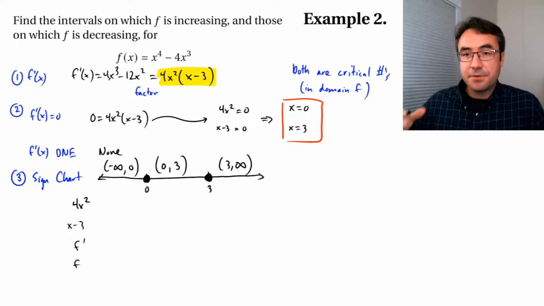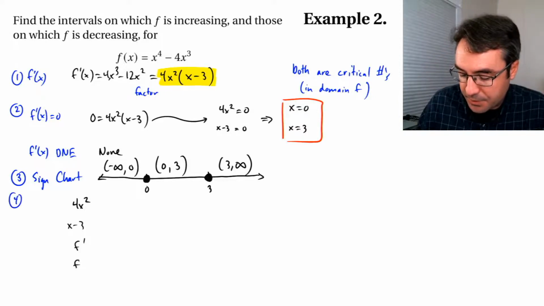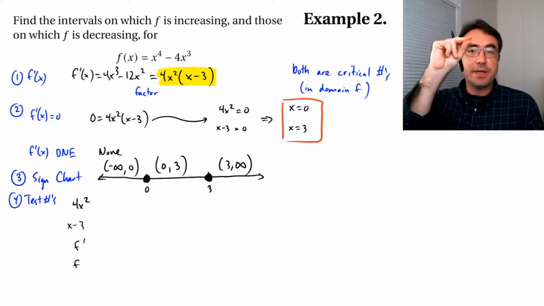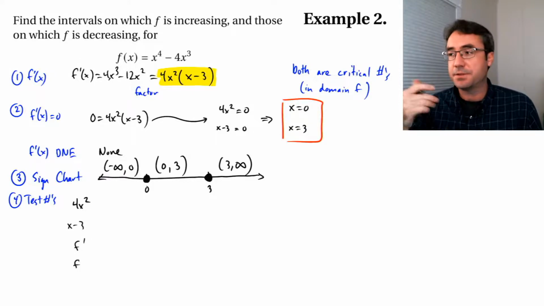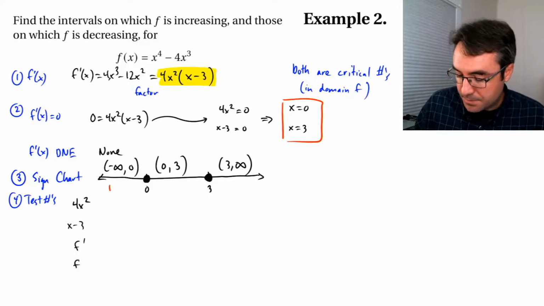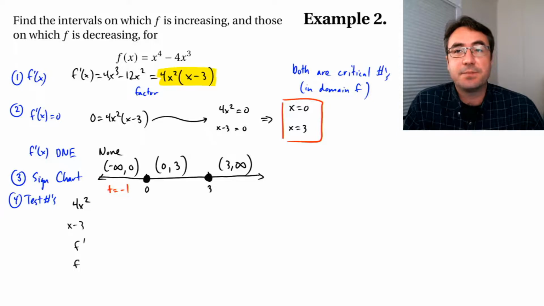And so to help us fill in this sign chart, you might want to use test numbers. Pick a number from each of the intervals, plug it into each of the factors, and see if you get a positive or a negative result. So let's start with that first interval on the left. We want something less than 0, so -1 works.